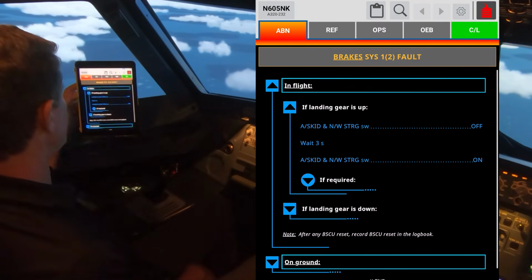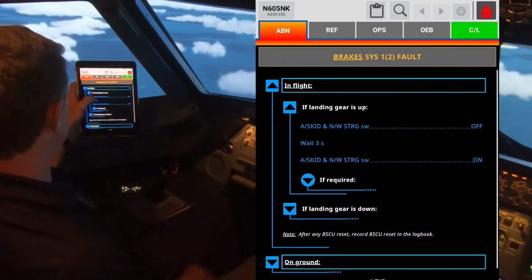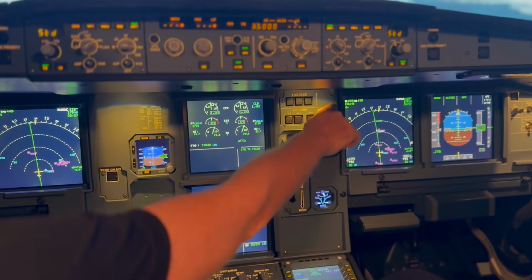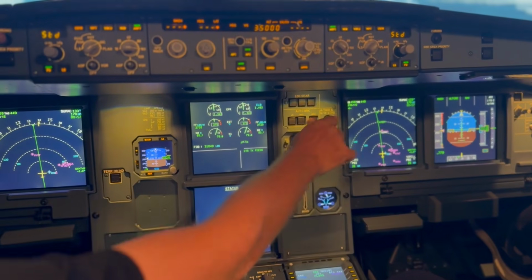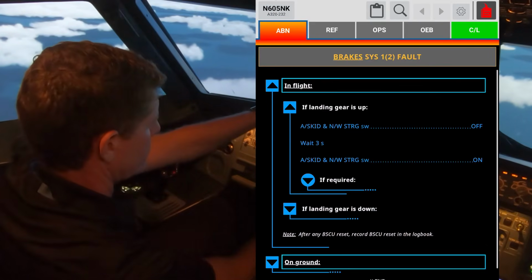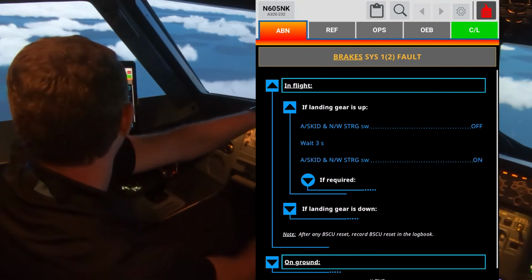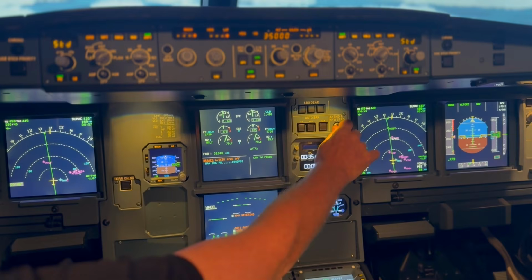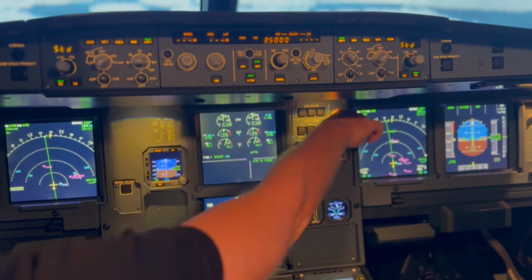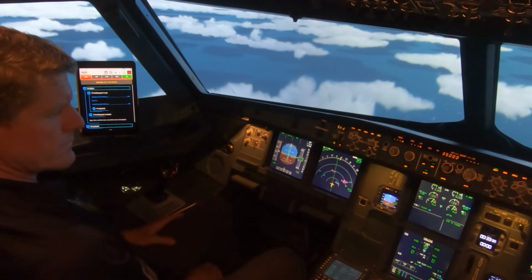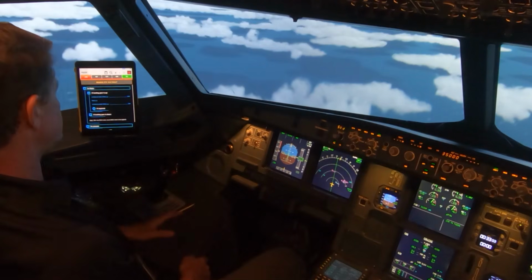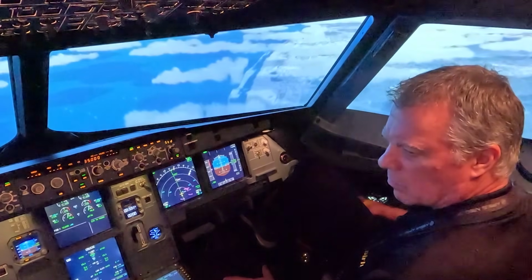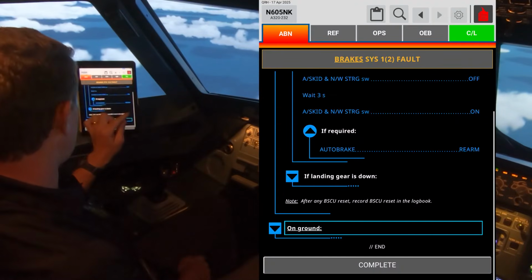All right, you agree I should do that? I agree. All right, anti-skid, nose wheel steering off. Anti-skid, nose wheel steering on. It looks like it was a successful system reset. If required, auto brakes rearm.